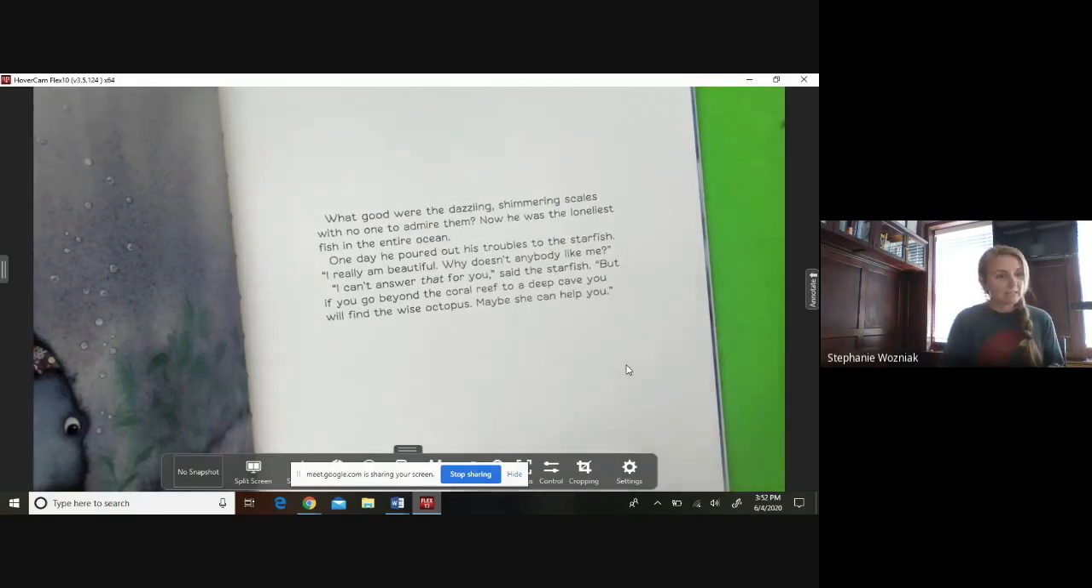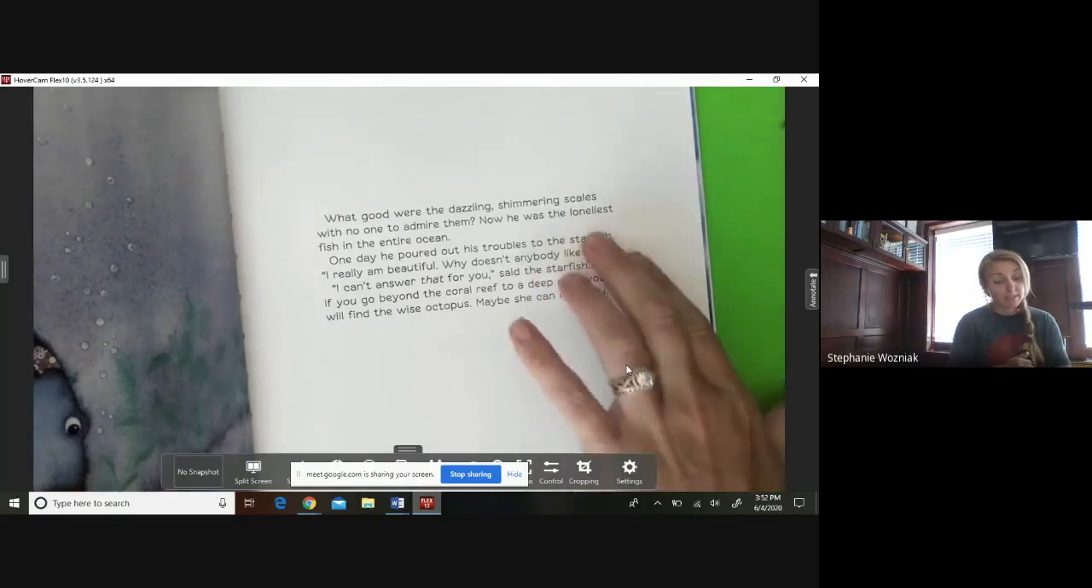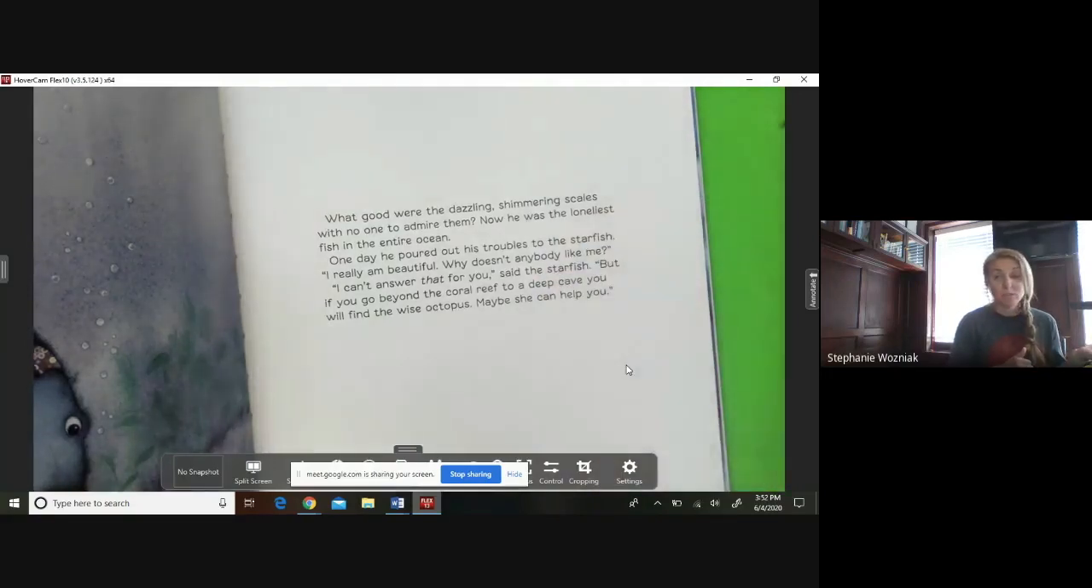So why is the Rainbow Fish the loneliest fish in the ocean? And why does she not want to give away her scales? So we can infer that she's the loneliest in the ocean because nobody wants to play with her or even look at her anymore because she's not very nice. And we can infer that she doesn't want to give away her scales because she wants to have all of the shimmering, beautiful scales.